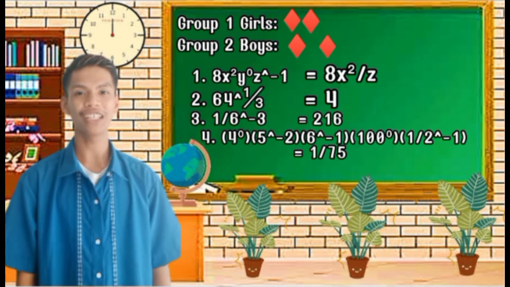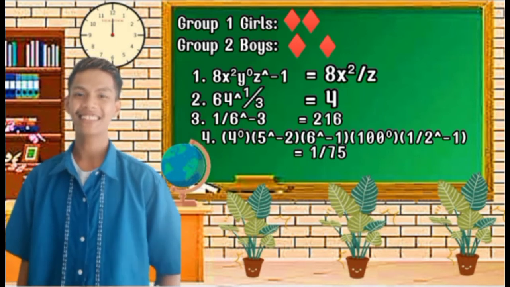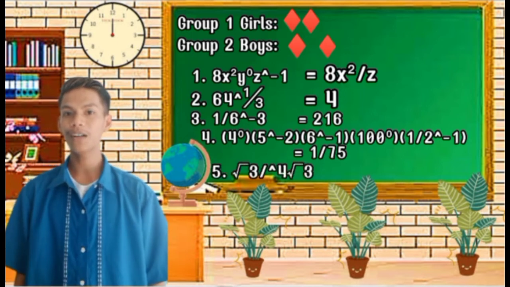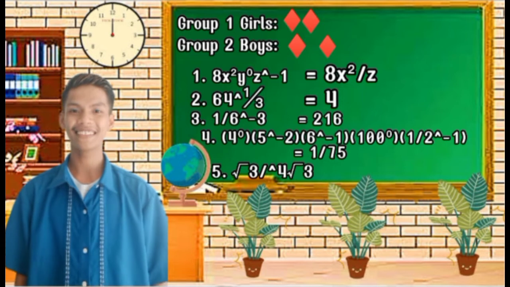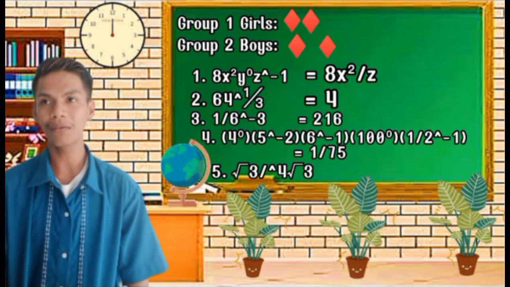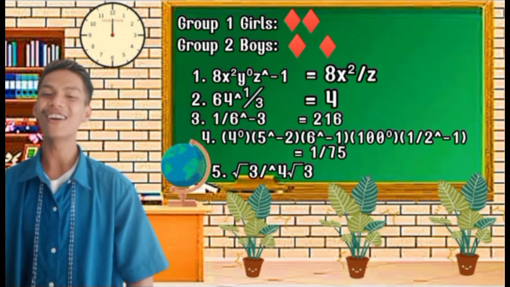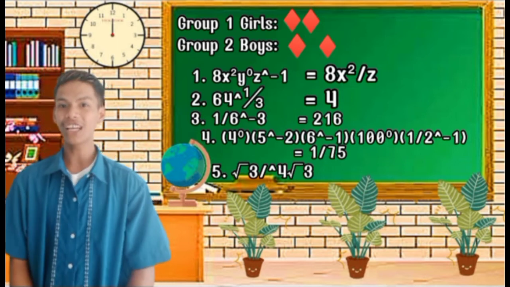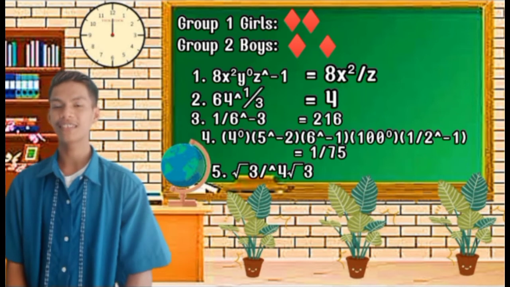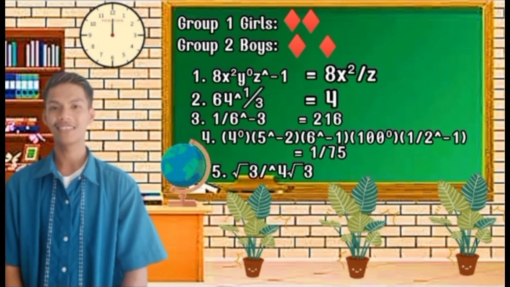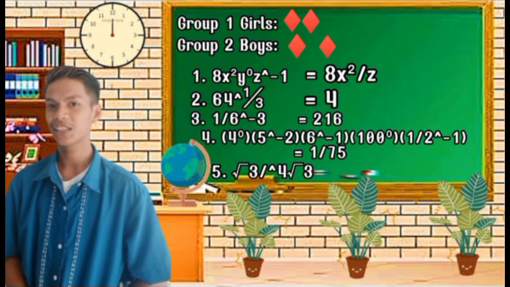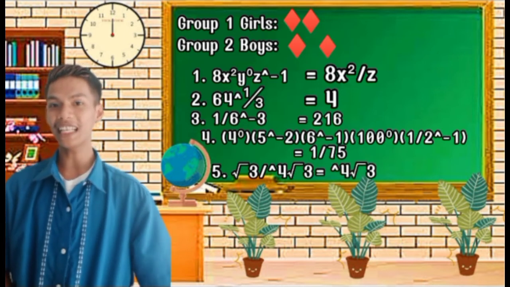Are you ready? Okay, number 5, square root of 3 over 4th root of 3. Okay, 4th root of 27. Girls, wrong. So boys, you can still have a chance to answer that expression. Okay, your answer is 4th root of 3. Okay, the winner is boys. So give yourself a round of applause.